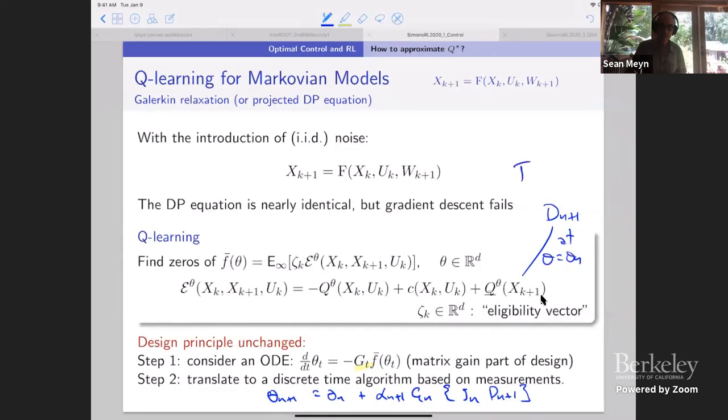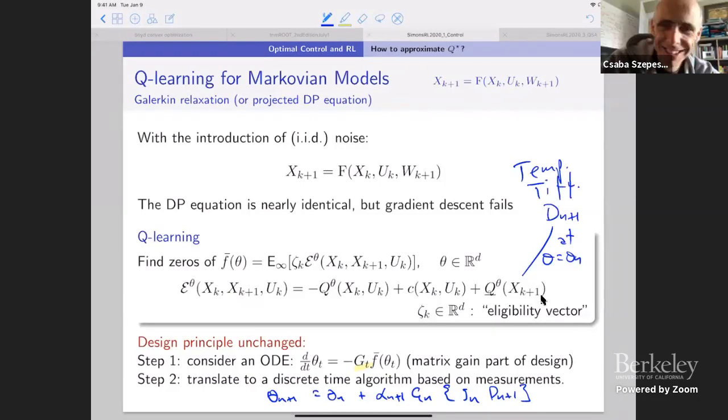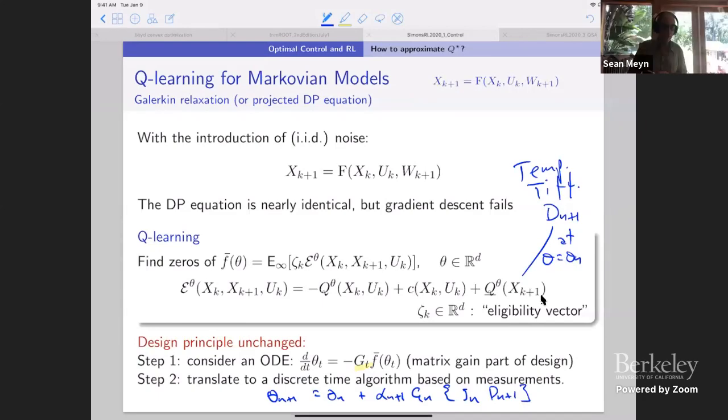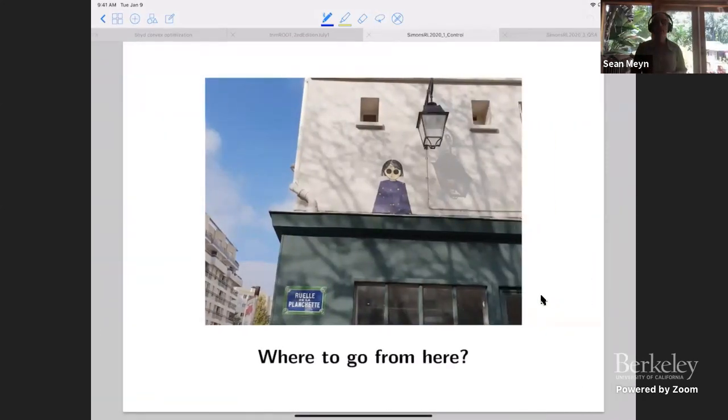The temporal difference. Does that look familiar? Yeah, it does. Yes. All right. Okay. So that's it. So where do we go from here?